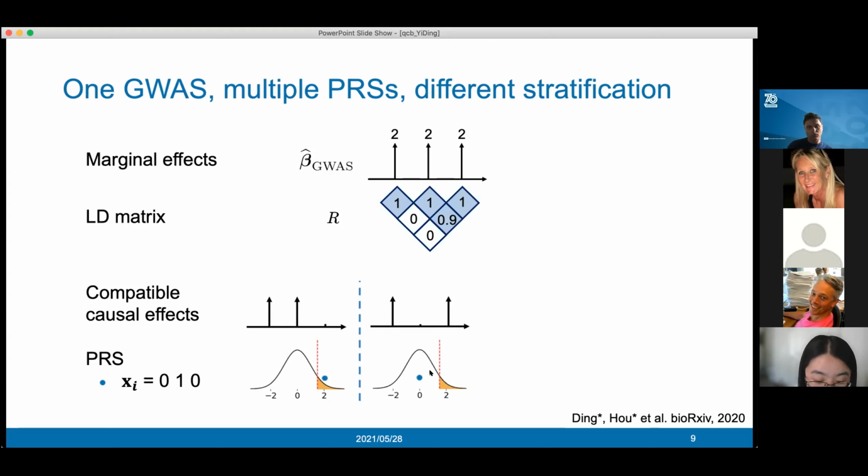And there are also other possible configurations. For example, both of them can be causal, and the effect size will be split between these two SNPs. This time the individual will have a moderate PRS, but still a very low risk. So here we show that for the same GWAS observation, due to the LD and the environmental noise, we can have different PRS predictions for the same individual, and they will lead to different stratification.